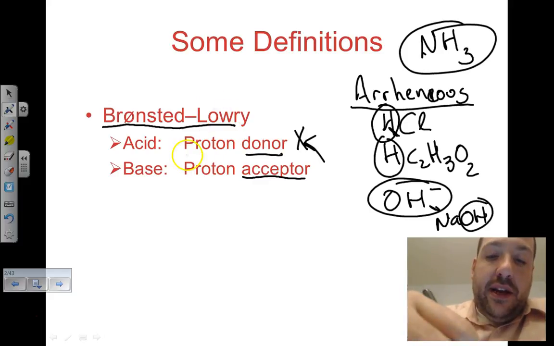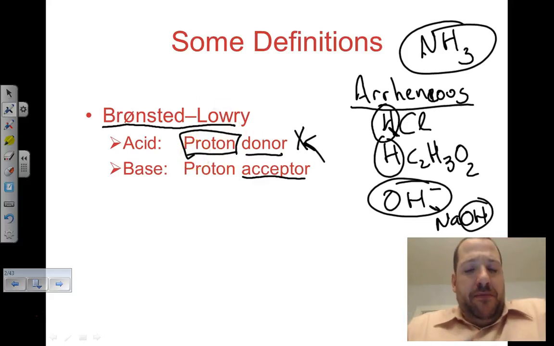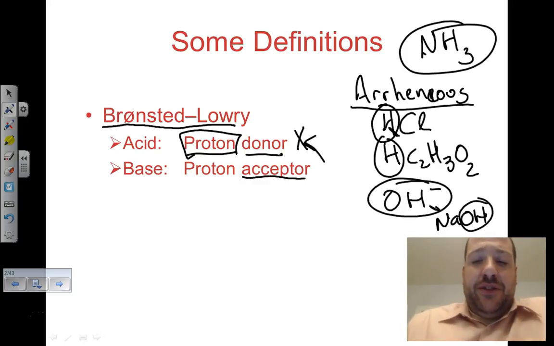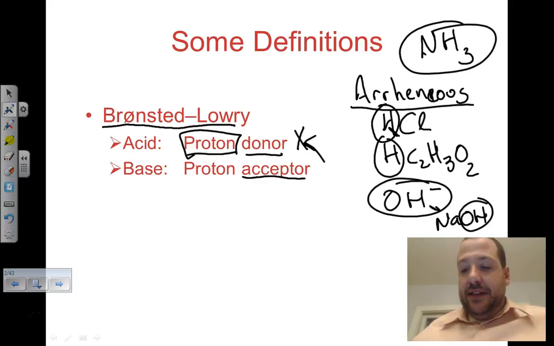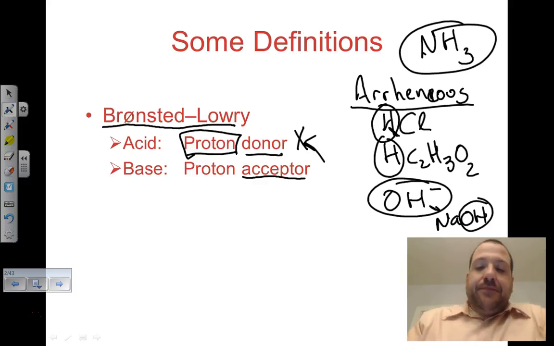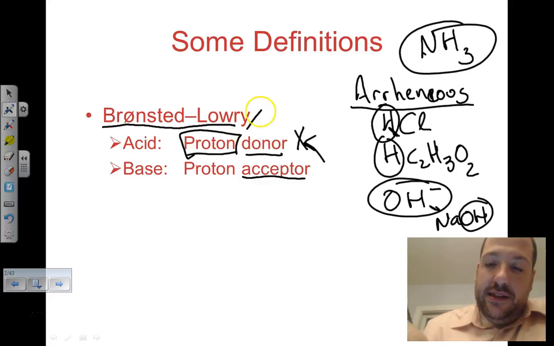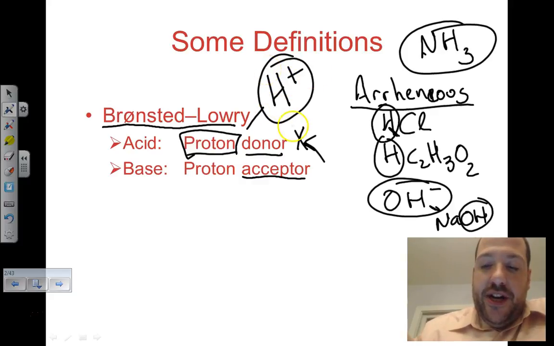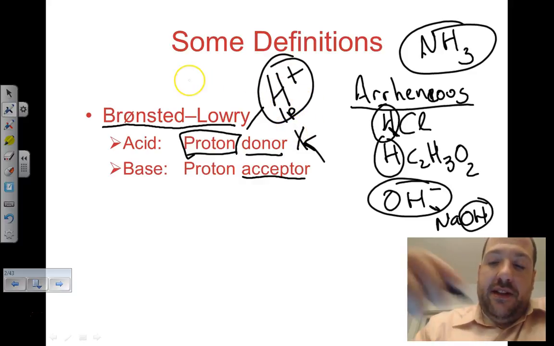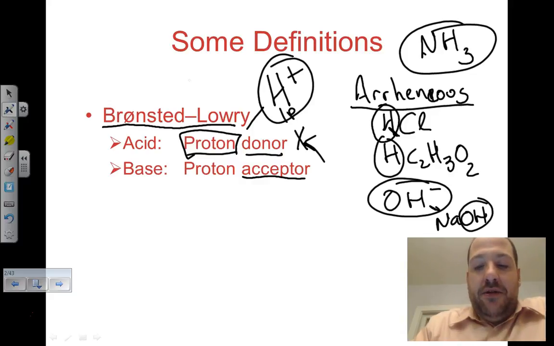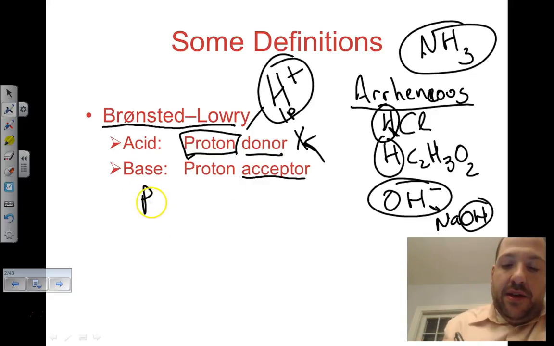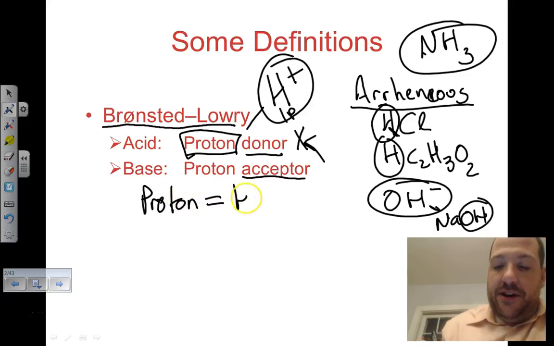Just a quick thing, and the reason I'm bringing this up is because it took me until my first year of graduate school to figure this out. Everybody always talks about proton donors, and I've talked about protons and hydrogen ions and all this good stuff. A proton is an H+. Think about it: a hydrogen ion has 1 proton, and that's it. The 1 electron has been lost. So when we're talking about a proton donor, we're going to use that interchangeably with the hydrogen ion.